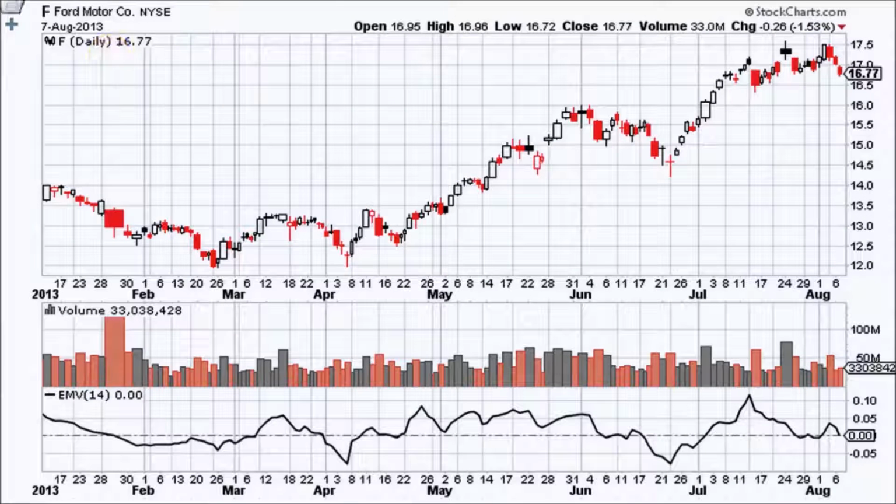Now let's take a look at Ford Motor Company, ticker symbol F. As you can see, I'm using the candle volume charts here. This is not just your standard candlesticks. You can see by the width of the candle and the width of the volume bar. So what the EMV is saying right here, it's above zero.